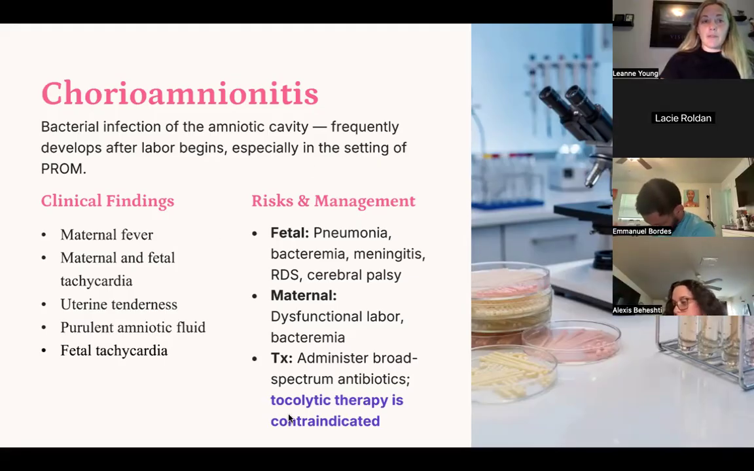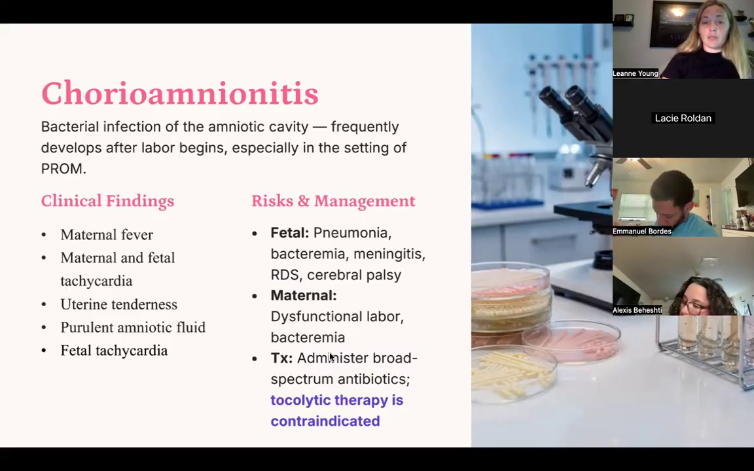For moms, if they have chorio, they are going to have a dysfunctional labor. They are not going to have a normal uterine contraction pattern. This is going to cause labor dystocia, meaning that this labor is not going to progress as it normally would for a patient who is not having this infection. She also will present with some bacteremia as well.